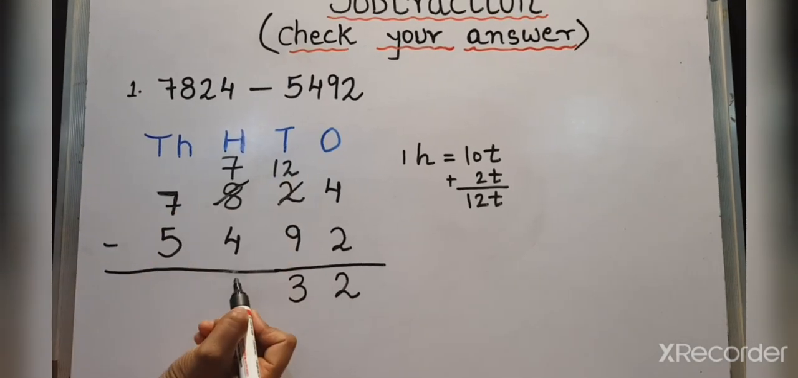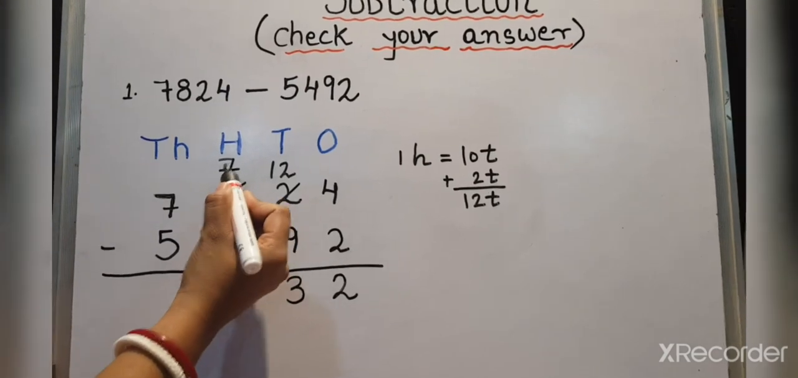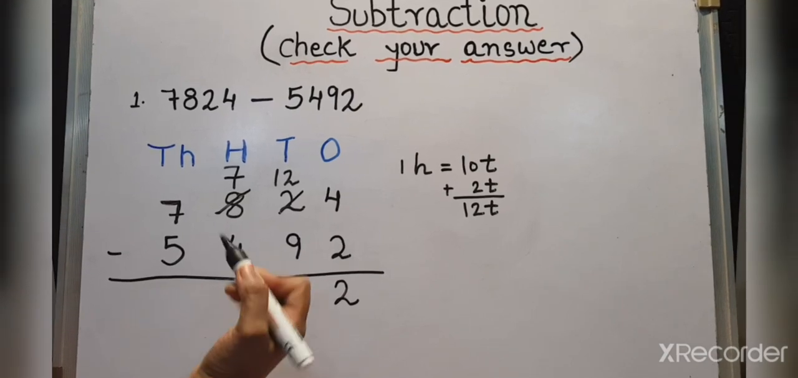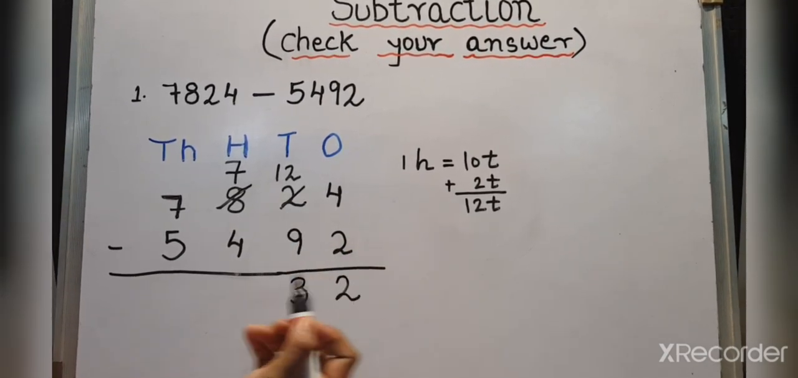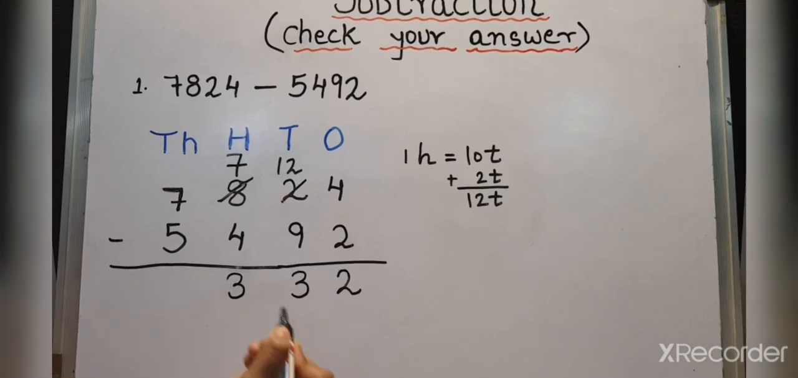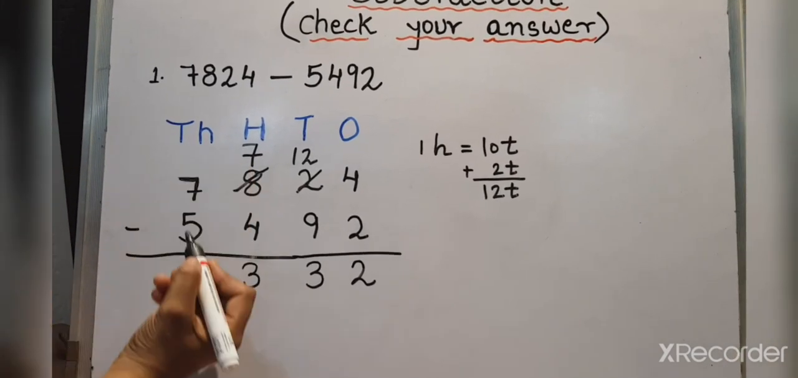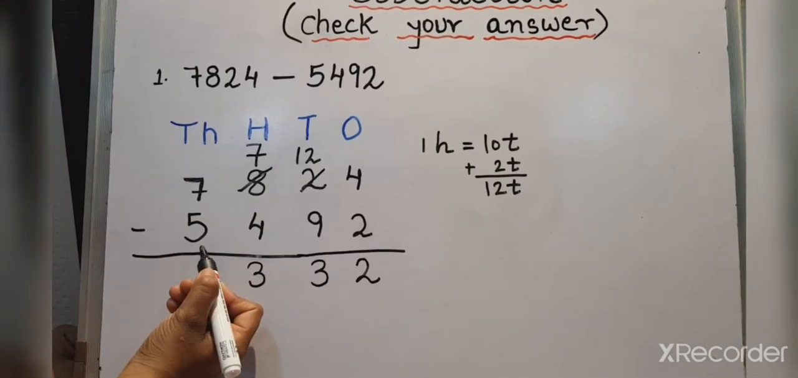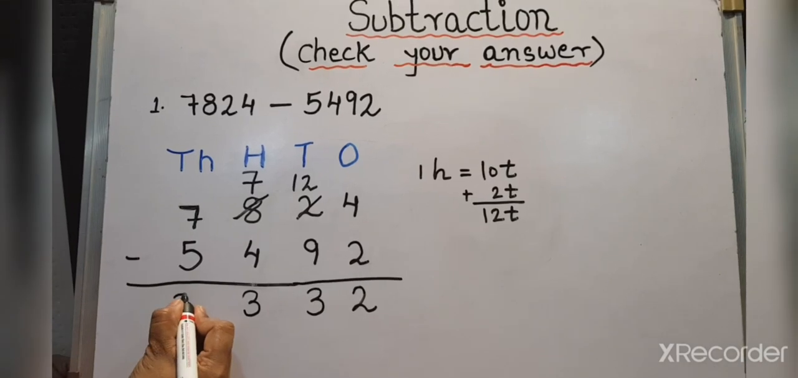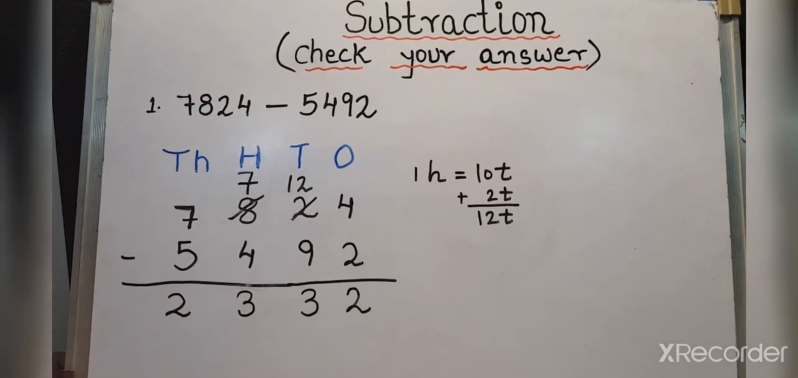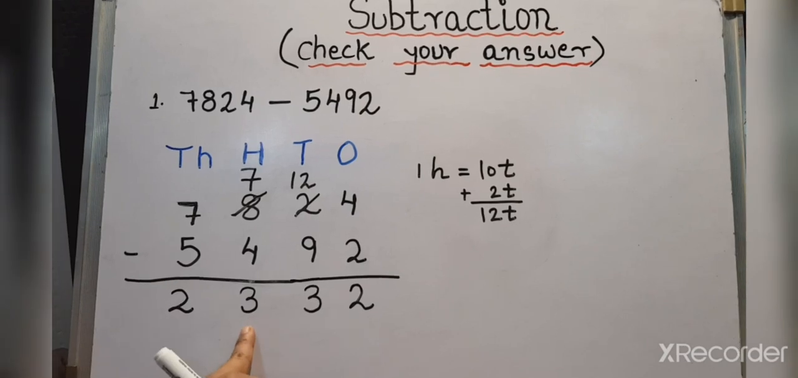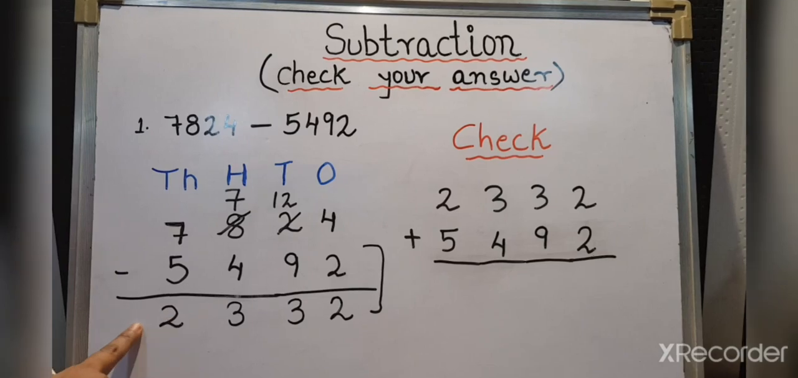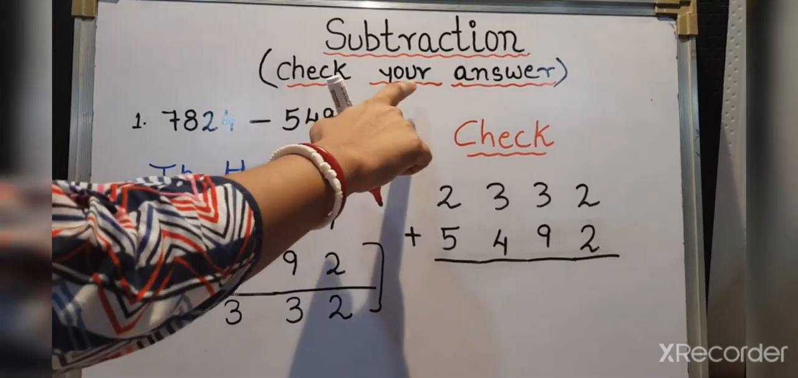Then moving towards the hundreds place, we have 7 minus 4. Again, children, count after 4, 5, 6, 7. So we got here 3. Then, children, in the thousands place, we have 7 minus 5. What is 7 minus 5? 2. So, children, our difference is 2332. After finding the difference, we also have to check our answer.